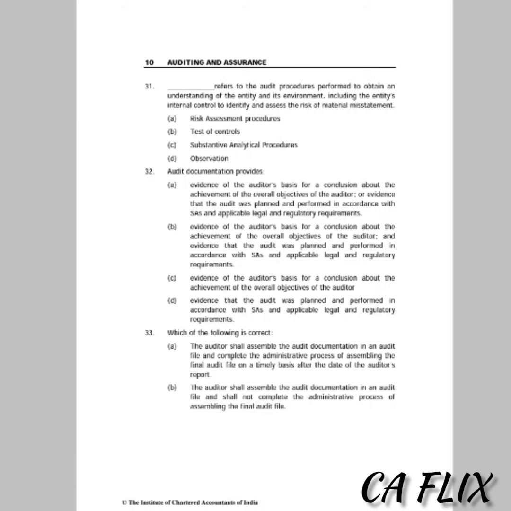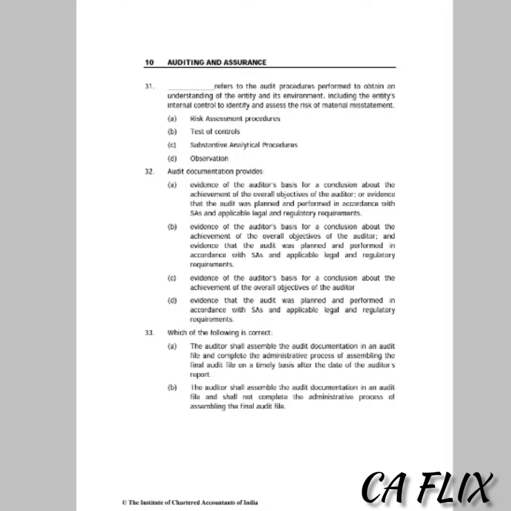Question 31. Dash refers to the audit procedure performed to obtain an understanding of an entity and its environment, including an entity's internal control, to identify and assess the risk of material misstatement. Option A, risk assessment procedure. Option B, test of control. Option C, substantive analytical procedure. Option D, overall observation. Answer is option A, risk assessment procedure.